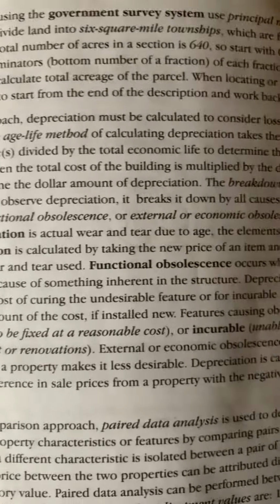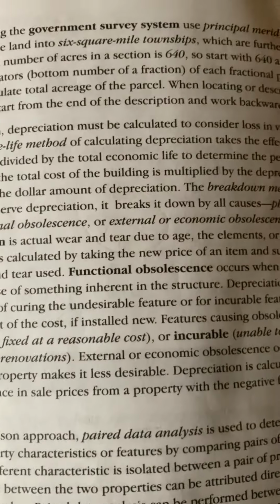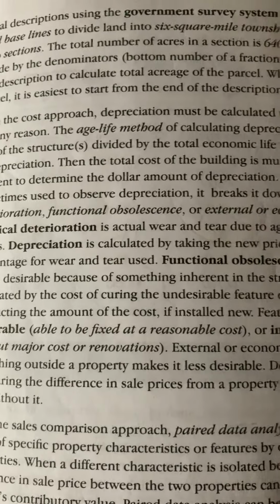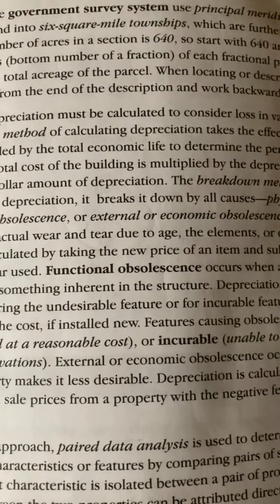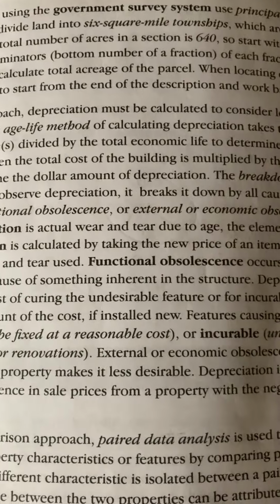Number 4, with the cost approach, depreciation must be calculated to consider loss in value for any reason. The age-life method of calculating depreciation takes the effective age of a structure divided by the total economic life to determine the percent of depreciation. Then the total cost of the building is multiplied by the depreciation percent to determine the dollar amount of depreciation.